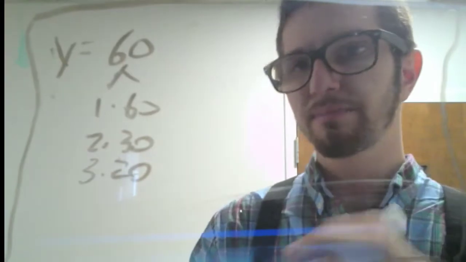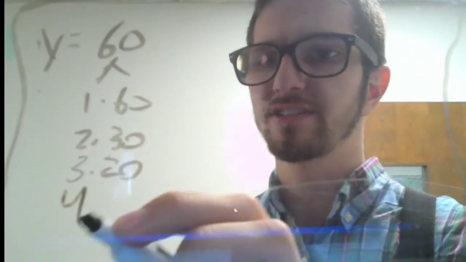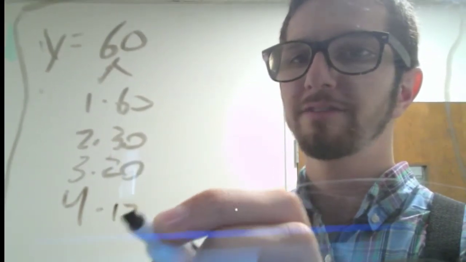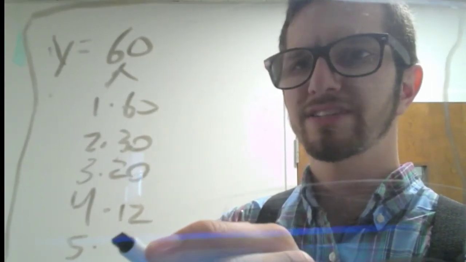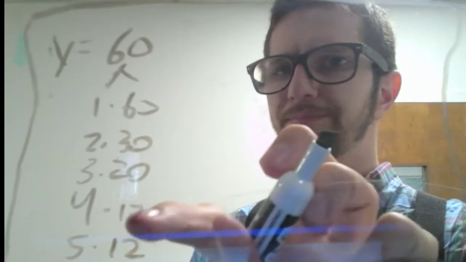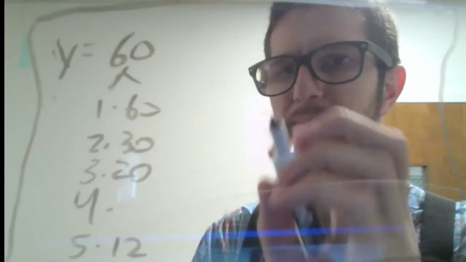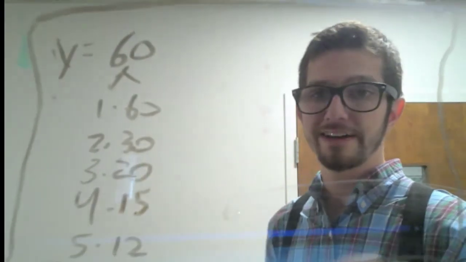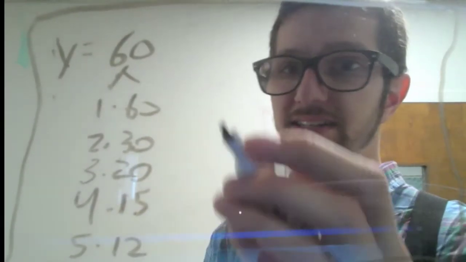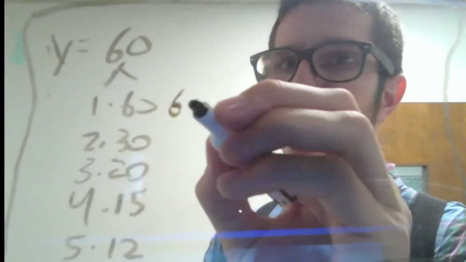And as we get bigger, we'll probably need to use a calculator for some of these to speed it up. But it's 4 times 15. Then we go above 4, it's 5. 5 goes into 60 twelve times. Apparently I'm dumb. So 4 times 15, 5 times 12. Does 6 go into 60? Yes. How many times? 10 times.